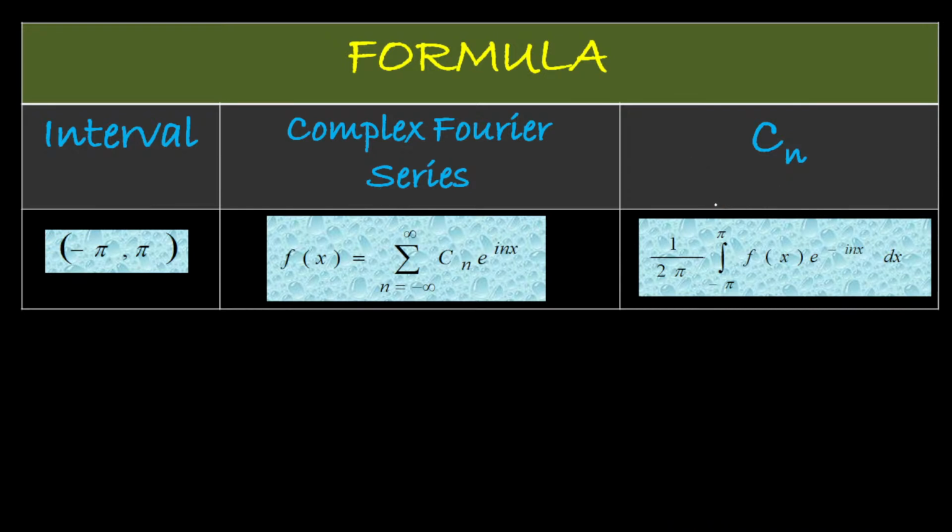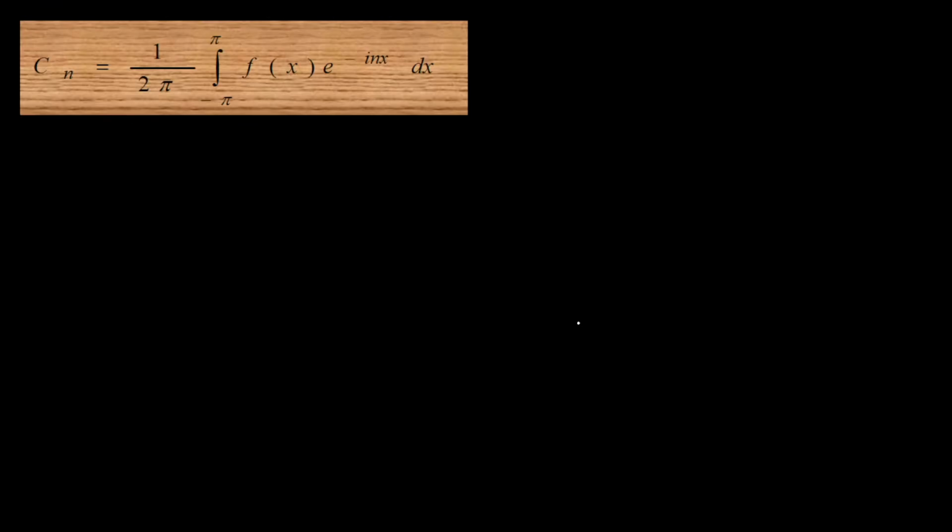Let me first calculate the value of c n. Since the function is defined under minus pi to pi, this is your f of x, and to give the general form of f of x, you have to first calculate c n. So for calculating c n we make use of this formula, and after calculating the value of c n and substituting here, it gives you the general form of the complex Fourier series of the given function. Let me first calculate the value of c n.